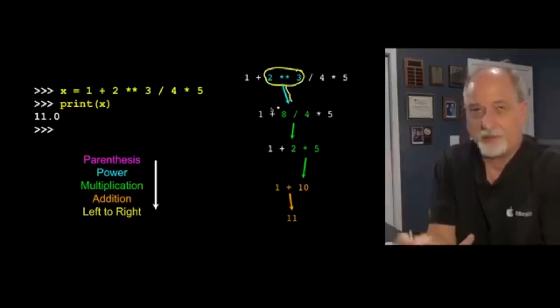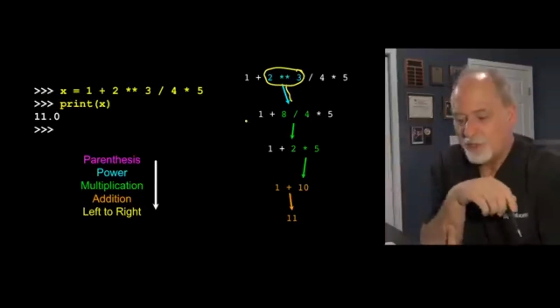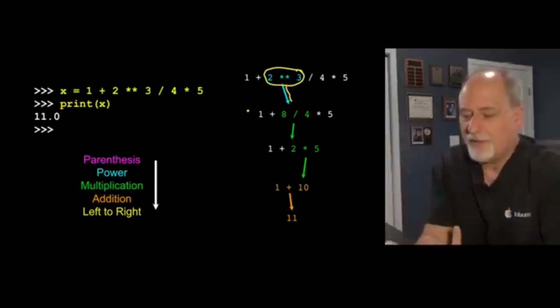2 to the 3rd power, 2 times 2 times 2. 2 cubed is 8. Then what I would do is I rewrite the whole thing with the 8 there. And now I look across and I'm looking for multiplications because the power's been done. The multiplication is what I'm looking for next.